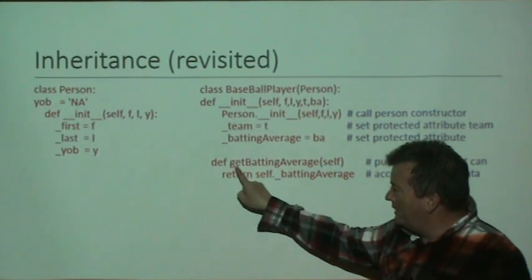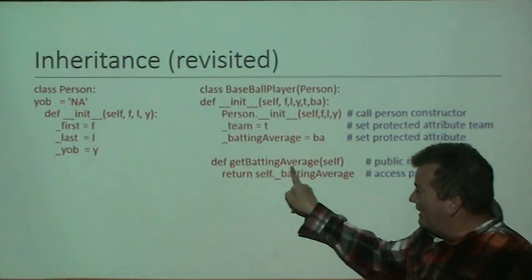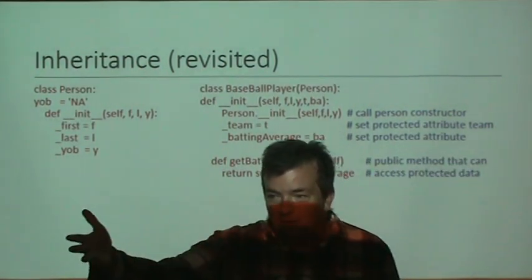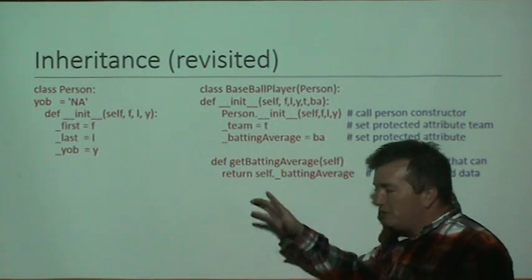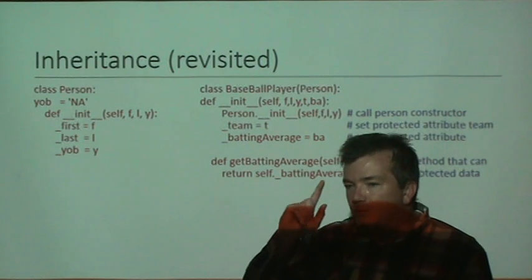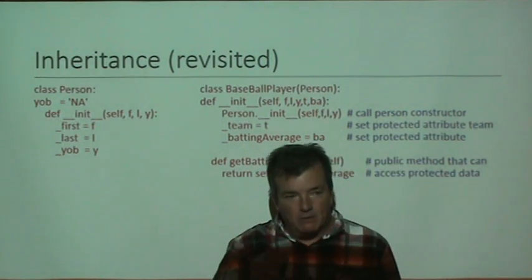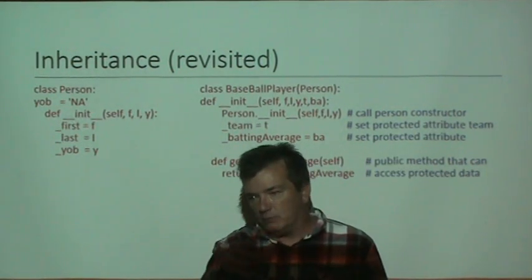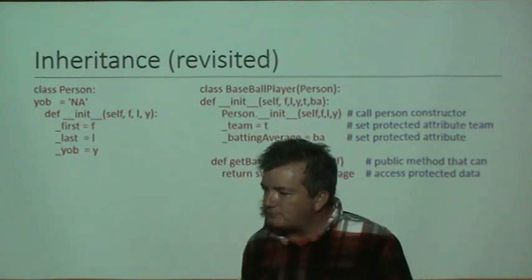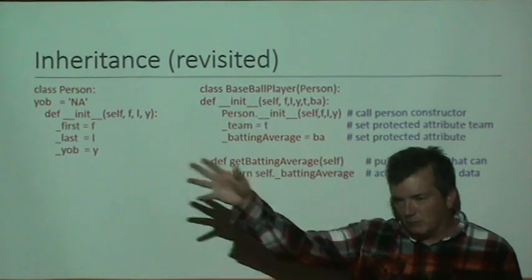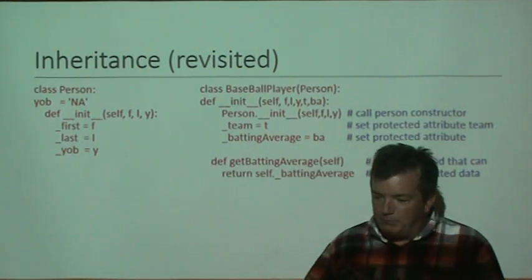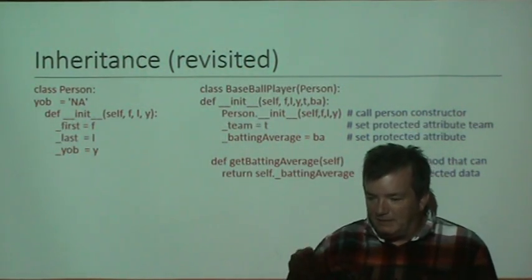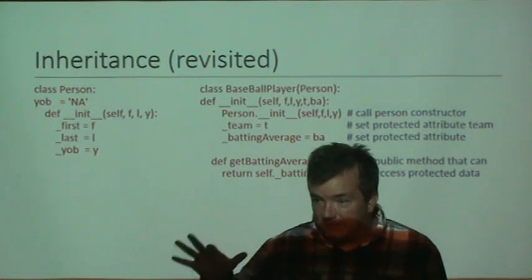However, they could create a method that is not protected. There's no underscore here, so there's a method called get batting average. That's available to the public. And that method will return to you the batting average. So if you had a variable called BBP, baseball player, set to Joe DiMaggio, you can't say print BBP.batting average. That's a protected field.